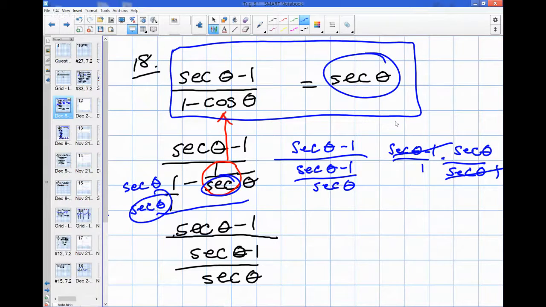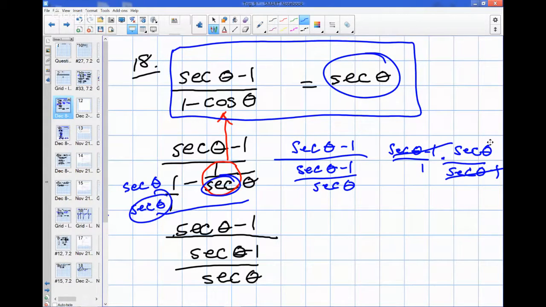Can you re-explain the problem? All right, I will. Let me go over 18 one more time. Thank you. So here we go. The original problem is up there at the top in the box. We're supposed to prove that thing in the box. You want to work on the side that's more complicated, so that's this left side here.